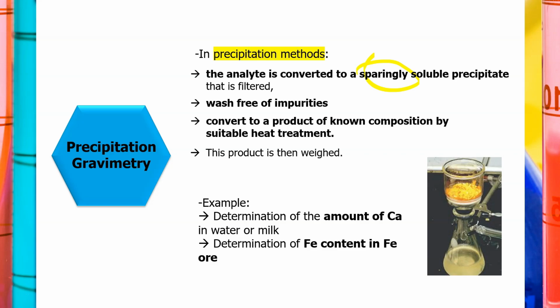Some examples of precipitation gravimetry are the determination of the amount of calcium in water or milk, or the determination of iron content in iron ore. So this is the example of the determination of iron content in iron ore.